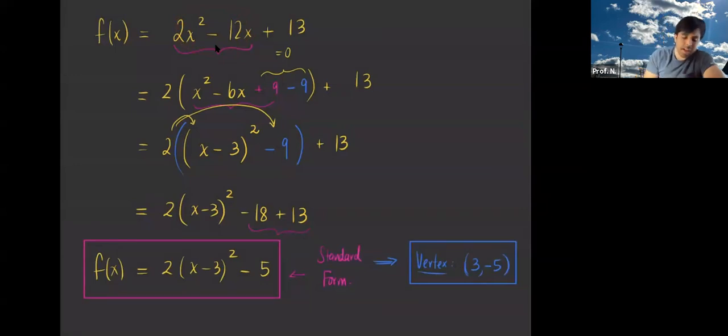So based upon my standard form, I'm able to find my vertex. And not only that, guys, what else can I figure out? I can figure out the axis of symmetry. Does anybody know what the axis of symmetry is? X equals what?